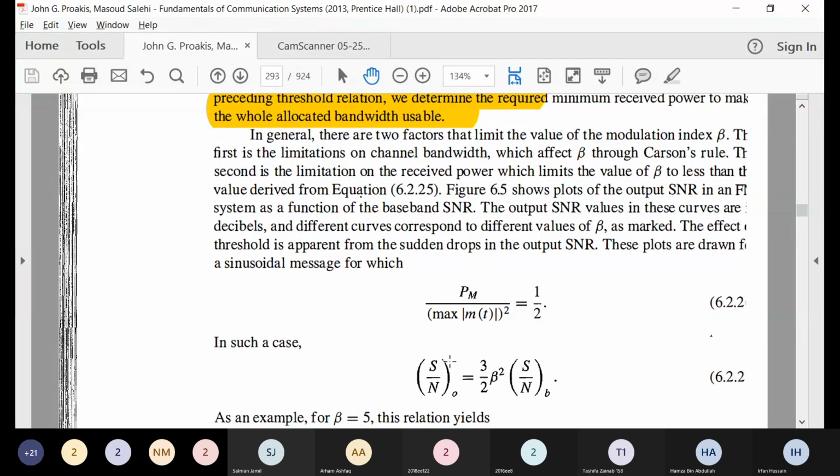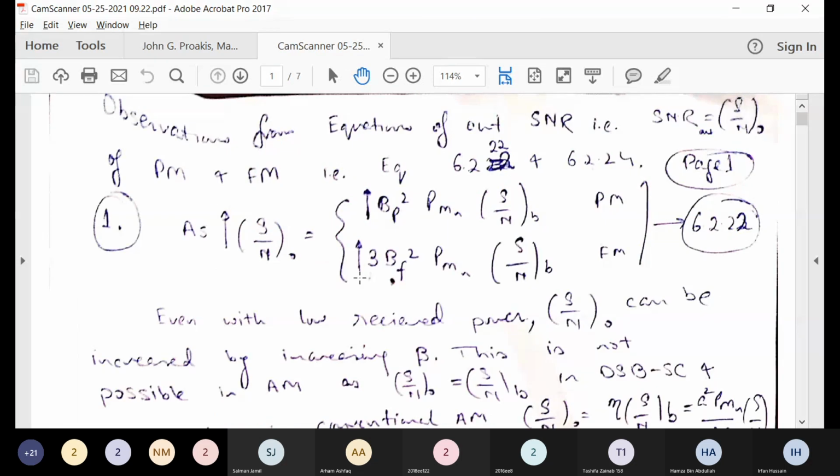These plots were drawn when the average normalized signal power was given as half. Again, some of the steps are missing, so you can see in my notes here.